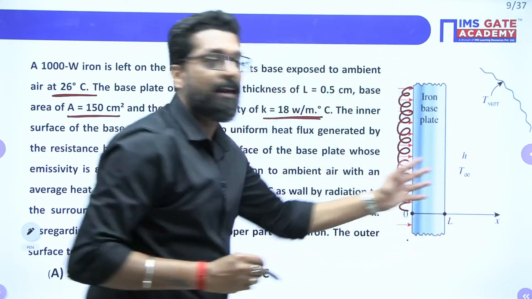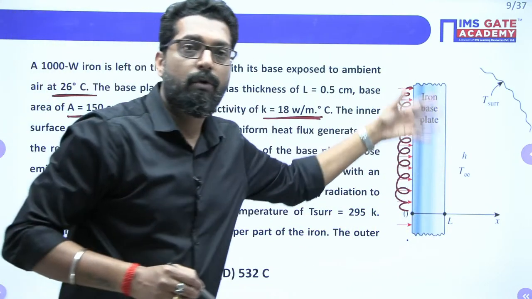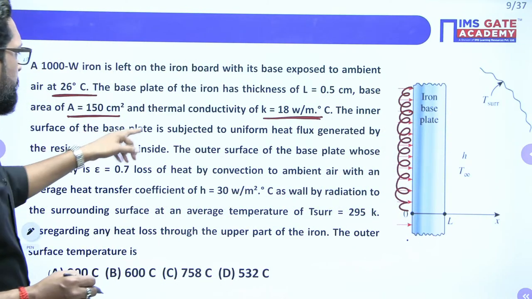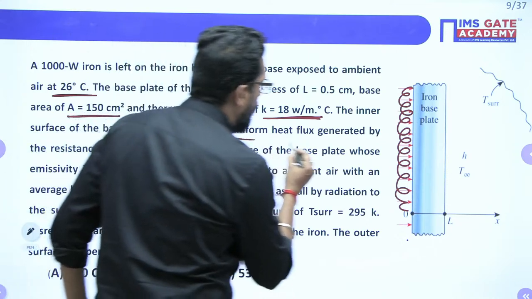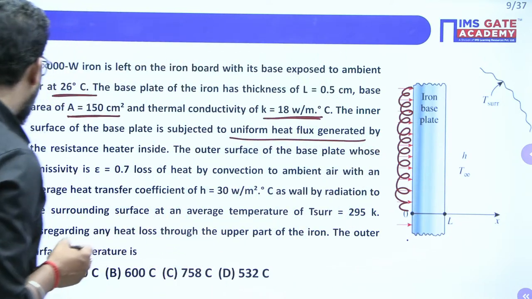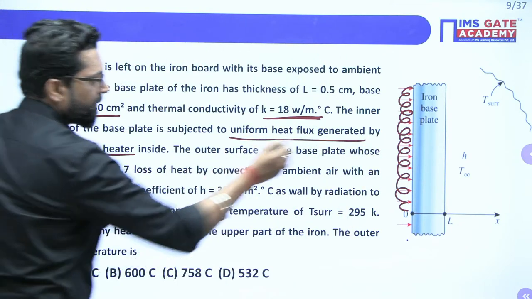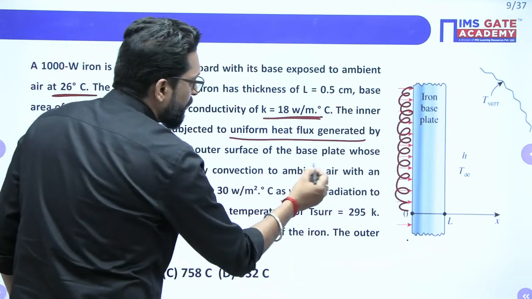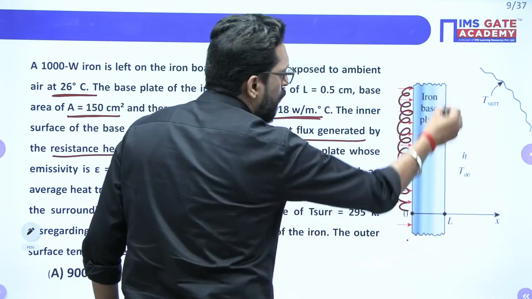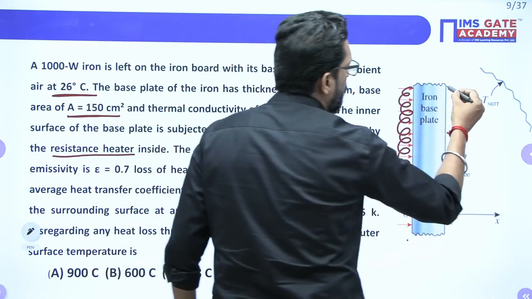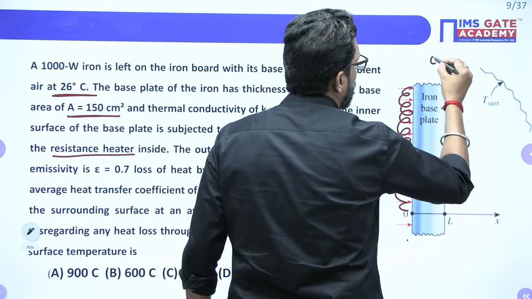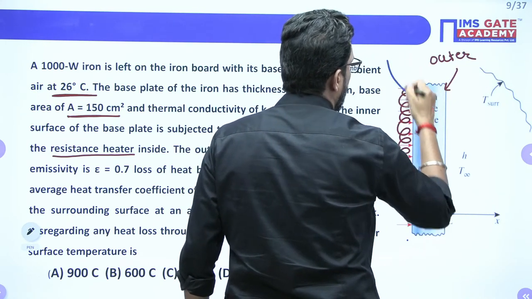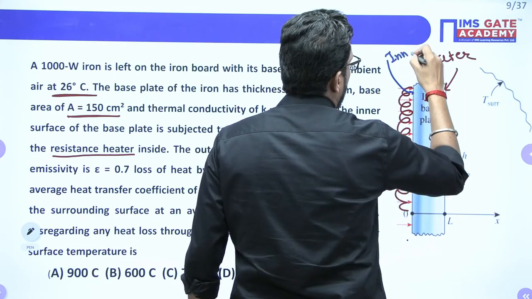So this coil will produce a flux over that back surface, right? The inner surface of the base plate is subjected to uniform heat flux generated by the resistance heater. There is a resistance heater which will generate a flux. This is the outer surface of the blade base plate, and this is your inner surface.